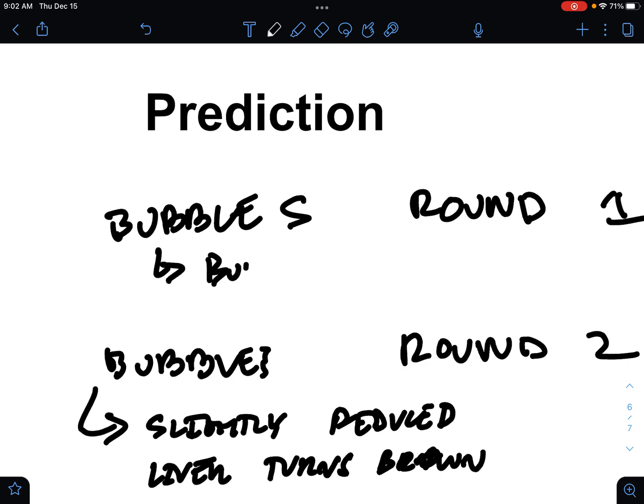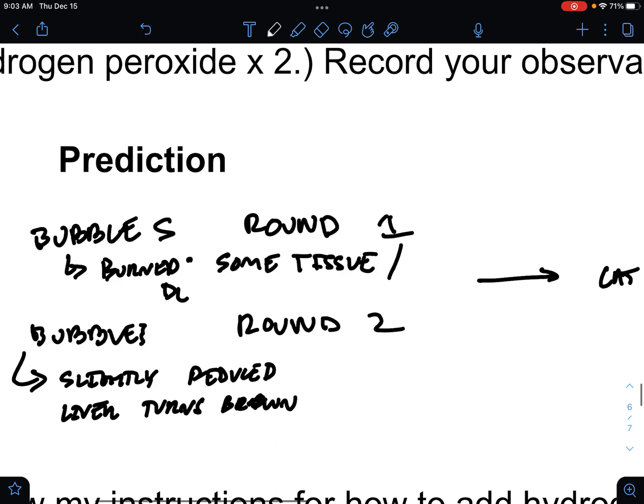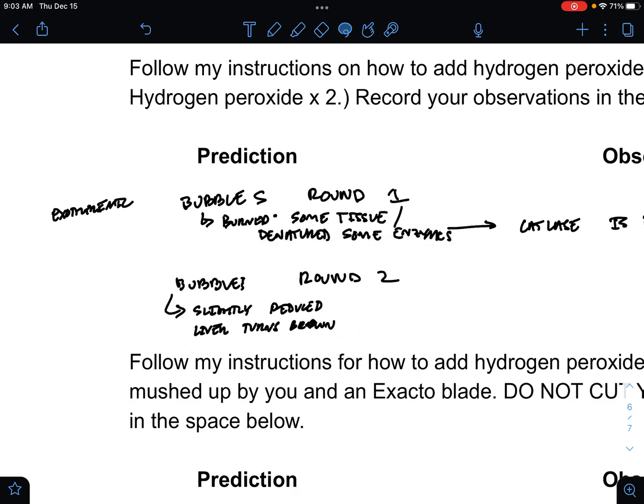burned some tissue. And it might have denatured some enzymes. Not all of them, because we're still getting another reaction in round 2, but a few of them. And the less hydrogen peroxide you add at a time, the less likely this is to happen. That will produce so much heat that will basically burn the liver.